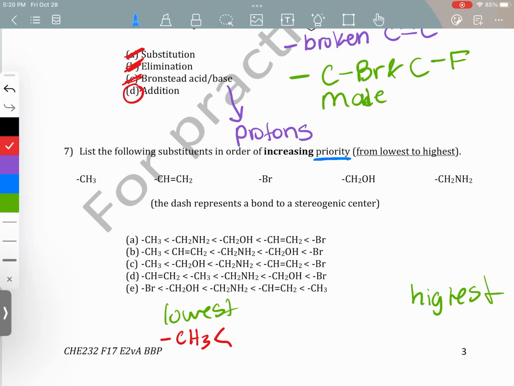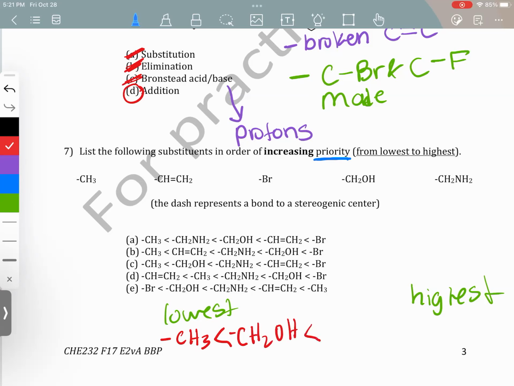So the double bonds are kind of an exception, because double bonds have very high electron energy with that pi bond, and the pi bond is very reactive. So that would be more on the increase in priority side. After the methyl is actually the CH2OH.